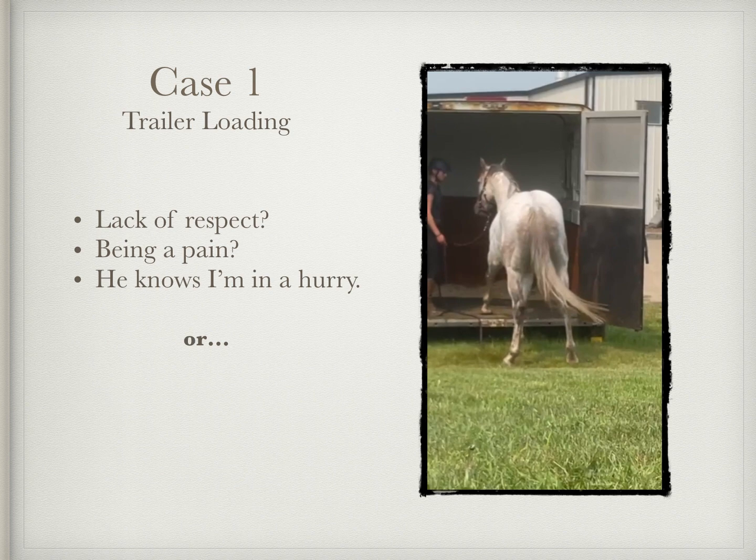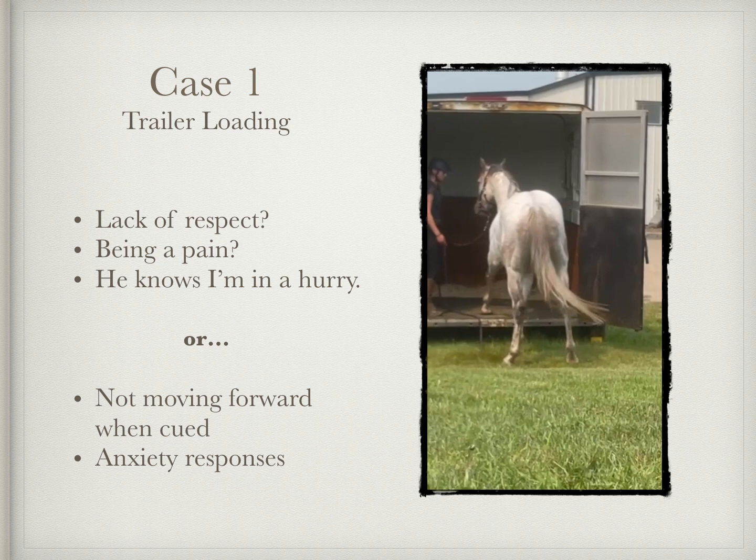Let's describe what this horse is doing. He is not moving forward when cued, and is showing anxiety responses in place of the cued behavior. If we assign the motive of a lack of respect, we are no closer to solving the problem. What do we do about that? Work him harder? Hit him harder? Neither are good solutions. If we say he is not moving forward when cued, now we have a solution. We need to teach him to move forward when cued. Here's what happened when I did that, video taken the same day.